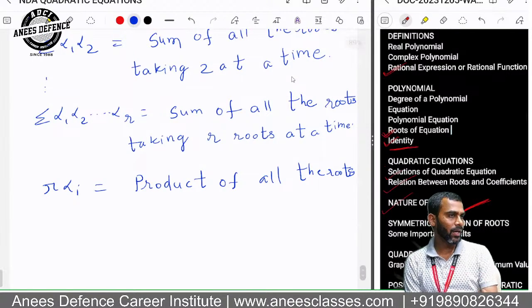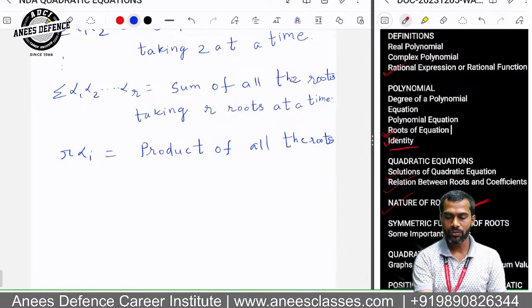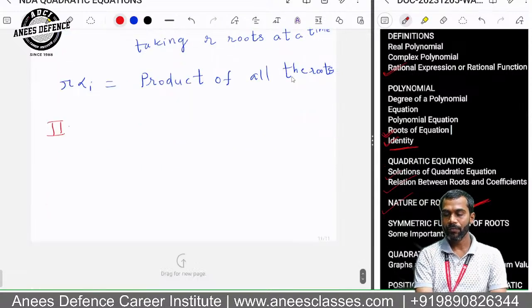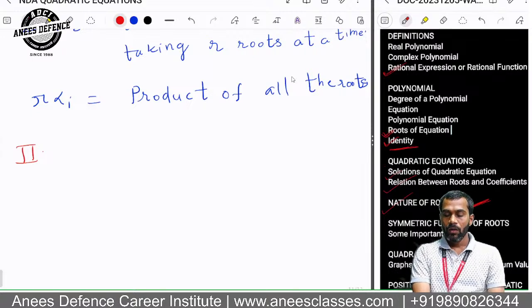So we have taken one example as well. So let us move to the next type. Type number 2. If equation is given, equation is given.